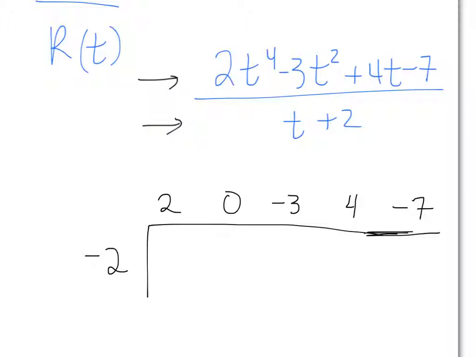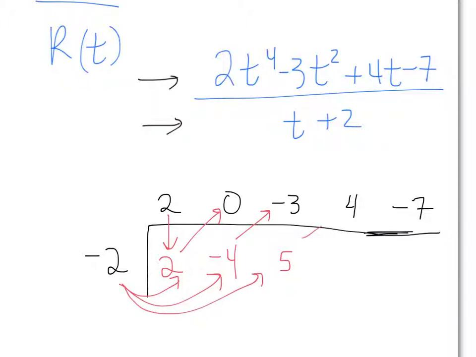Sabine, help me out. Step me through. You bring down the 2 and multiply -2 by 2 plus 0, which is -4. Go through the whole one. Go ahead, you can do them all. Okay, you do -2 times -4, which is 8 plus -3, which is 5. Then -10 plus 4 equals -6. Good. -2 times -6 is 12 plus -7 is 5.